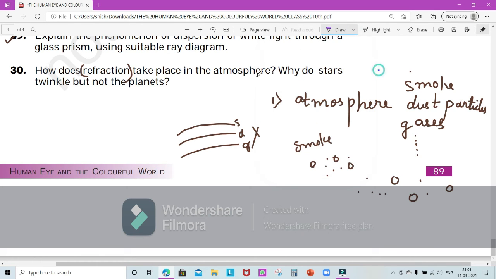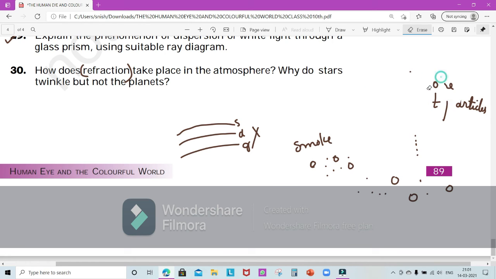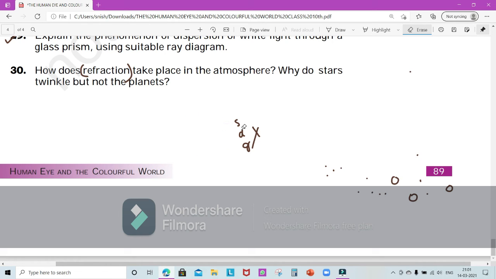Why do stars twinkle but not planets? We saw this already. Why do stars twinkle? It's because the amount of light entering our eyes from the stars keeps fluctuating due to the same atmospheric refraction. But why don't planets twinkle? This can be a question being asked. Let's try solving it and understanding the phenomenon behind that.